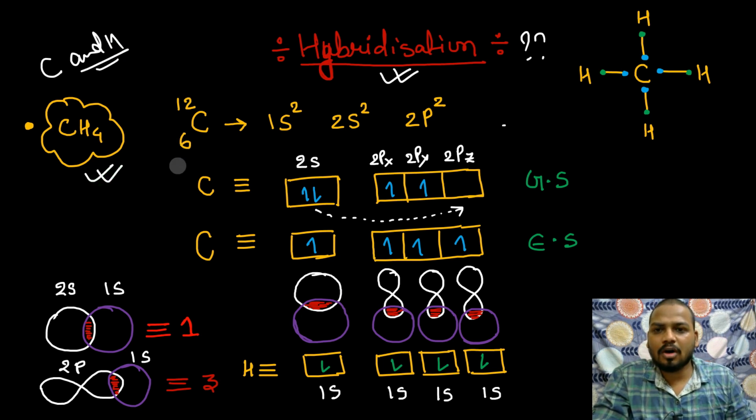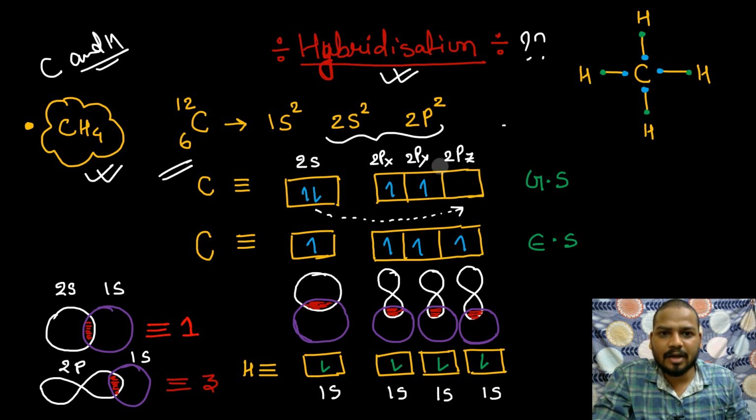Now, if you want to talk about the electronic configuration of carbon, then it would be 1s2, 2s2 and 2p2. These electrons are called valence electrons, and these valence electrons are going to form covalent bonds with the upcoming hydrogen. Further, this is the 2s atomic orbital of carbon and this is the 2p atomic orbital of carbon, and this is the electronic configuration of the ground state. But carbon forms covalent bonds in the excited state.